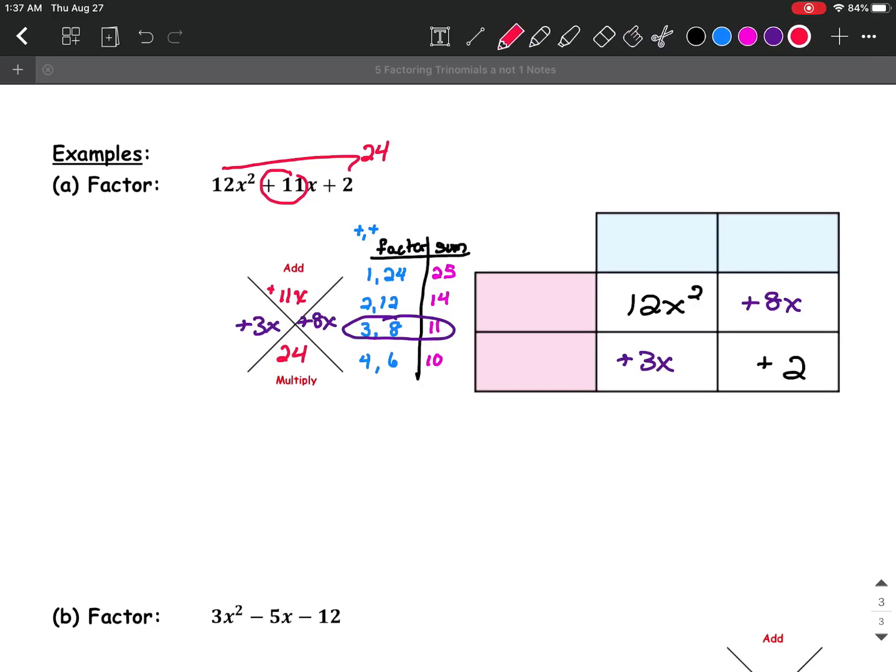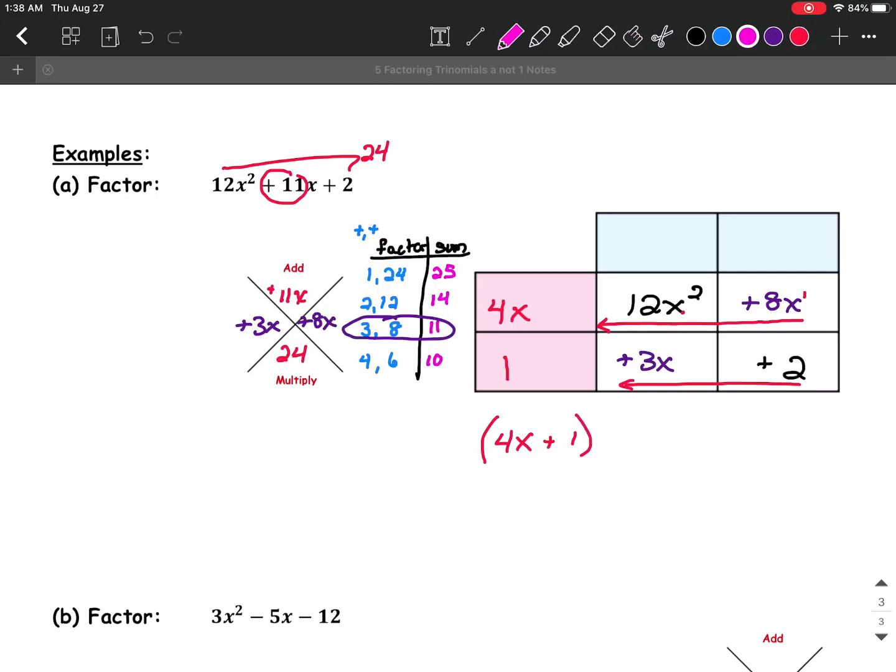All right, now going across. What does 12x squared and 8x have in common? Well, what goes into 12 and 8? That would be 4. And if I look at x squared and x, the smallest power of x would be x to the first. So they have 4x in common. Take a look at 3x plus 2. The only number that goes into 3 and 2 would be 1, and there is no x in common. So we have a factor, 4x plus 1.